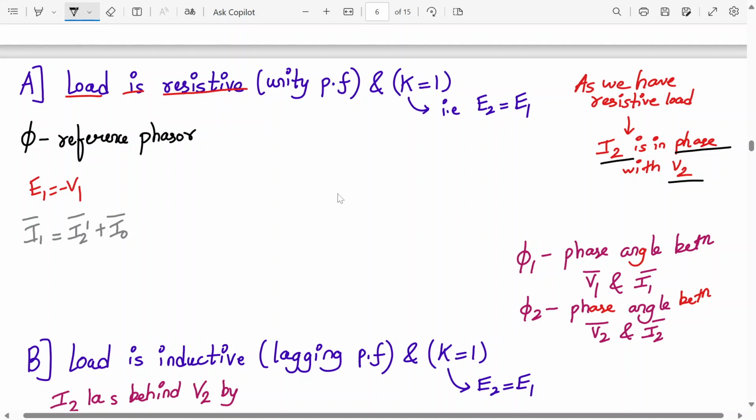E1 is equal to minus V1, that we already know. And I1 is I2 dash plus I0. This we have to remember. Okay, so let us start. First, draw the reference phasor. This is phi, the reference phasor. So we start with a reference phasor. Okay, tell me where will V1 come?